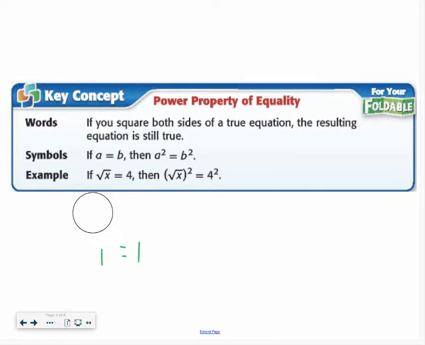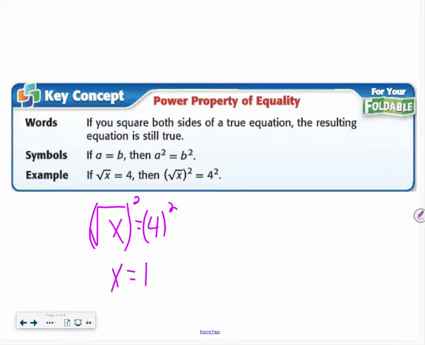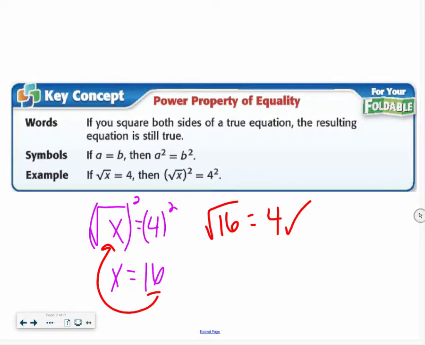But if we were to look at something like the square root of x equals 4, remember we've talked a little bit about how to undo a square root. You take the square of both sides, so then we have x equals 16. And if you plug that number into your original, the square root of 16 gets you back to 4, which is what we started with. So we know that that solution works.